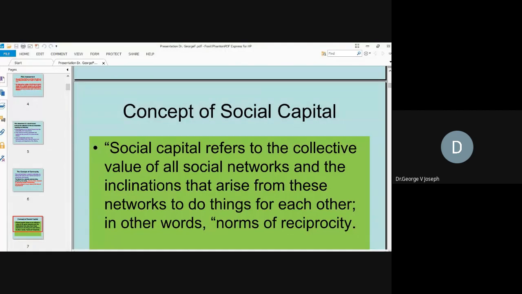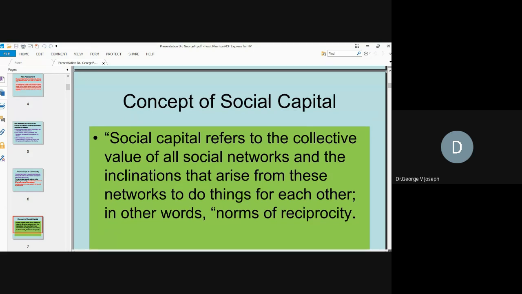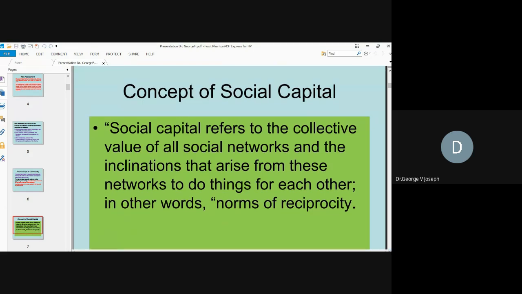So then, the community may be more vulnerable. Social capital refers to the collective value of social networks and the inclinations that arise from this network to do things for each other. In many places we have seen, whenever there are disasters and the community is united and able to face this adversity in a united manner, then their resilience increases and the vulnerability is reduced. So it is important to understand we should have social capital.